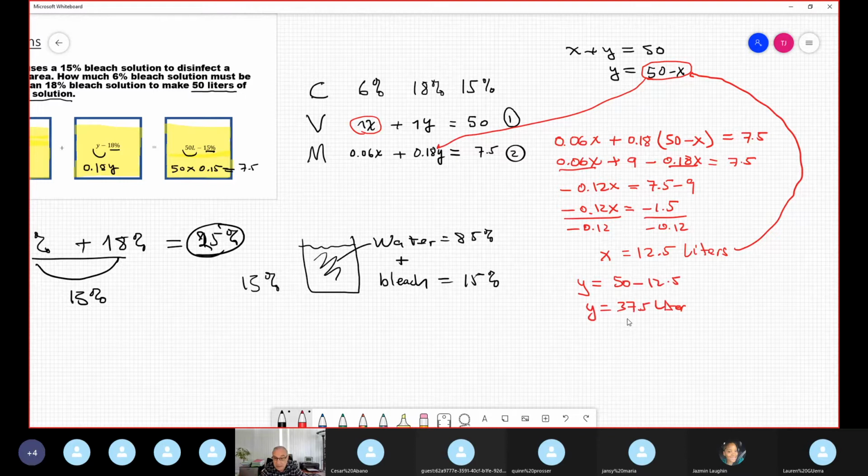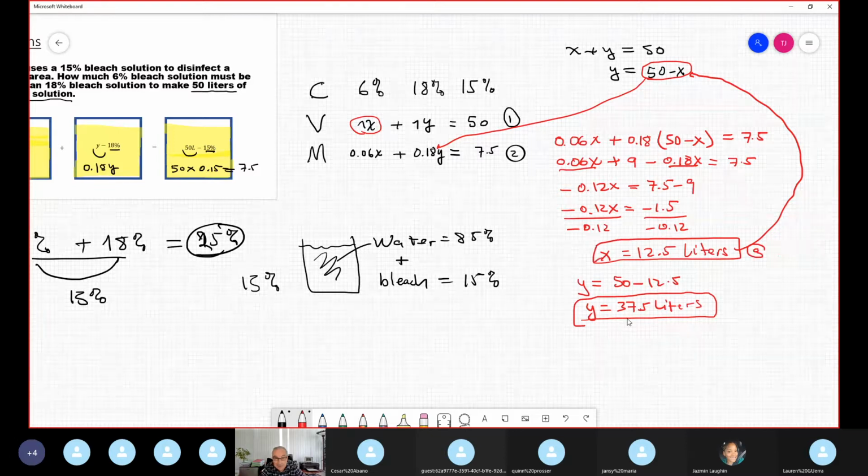So the confirmation, liters. Okay, this is the solution. Basically, we mix 12.5 liters of the 6% concentration, and 37.5 liters of the 18% concentration. Okay, that's it. I suppose yes.